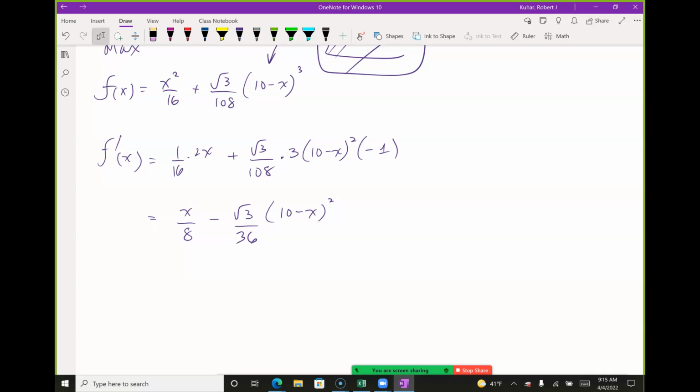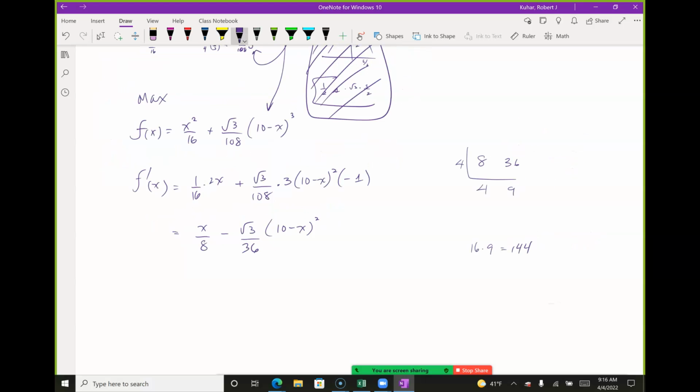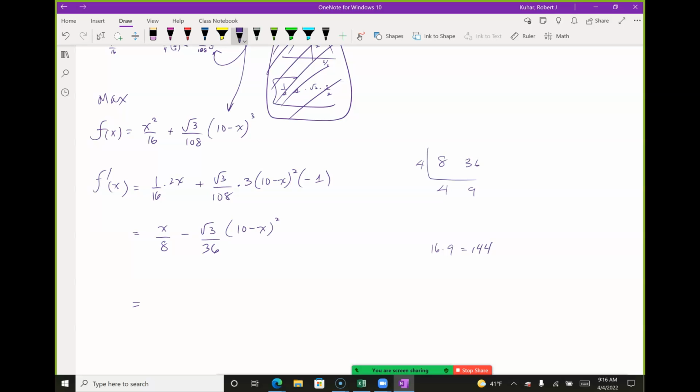So I want to, this is kind of nasty, right? So I guess I can get an LCD. Do I need to? I guess so. LCD, I'm going to just do birthday cake method here. I get a 4 and a 9, and I think that's it. So 16 times 9 is my LCD. 144. So I'm going to make this 144, right? And I want to make this 144.